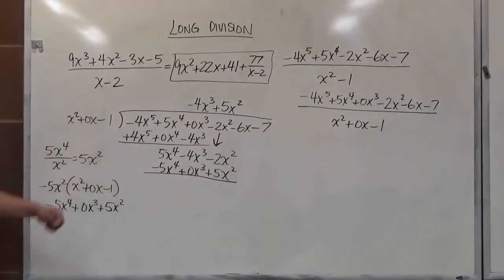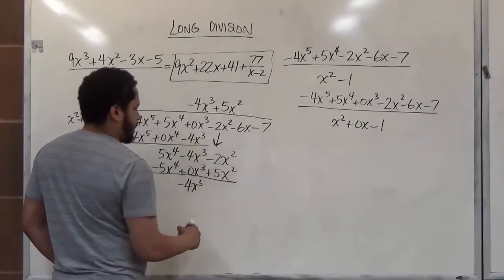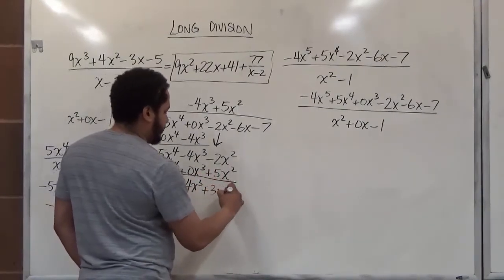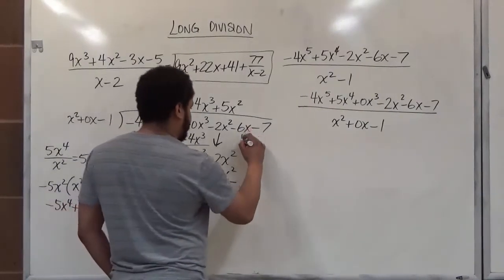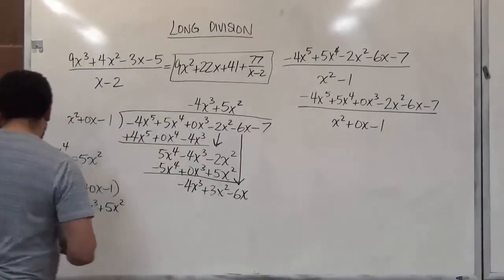The first two cancel out. The second two are just negative 4x to the 3rd. And we have 3x squared. Let's bring down the negative 6 term with the x. And repeat the process.